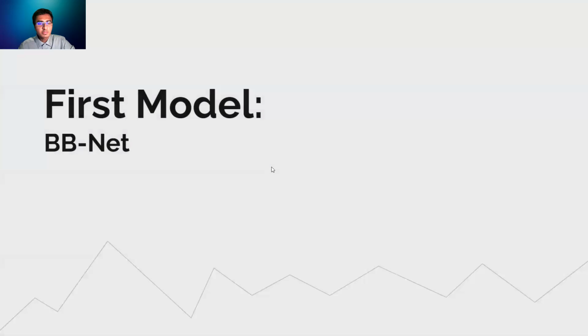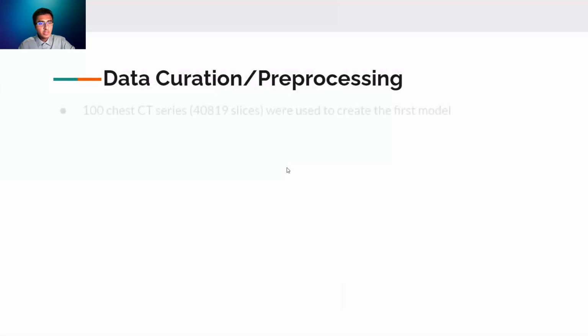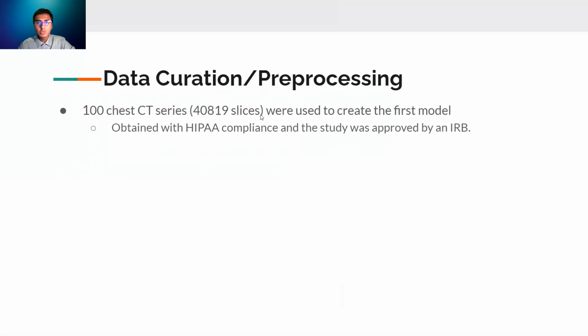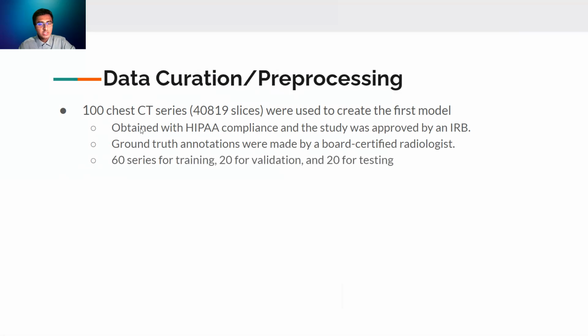Let us start with the first model, the bounding box or BBNet. The data for the BBNet consisted of 100 chest CT series with a total of 40,819 slices. They were obtained with HIPAA compliance and the study was approved by an institutional review board. The data was labeled with ground truth annotations made by a board-certified radiologist. And out of the 100 chest CT series, 60 went into training the model, 20 went into the validation set, and the remaining 20 went into the testing set.